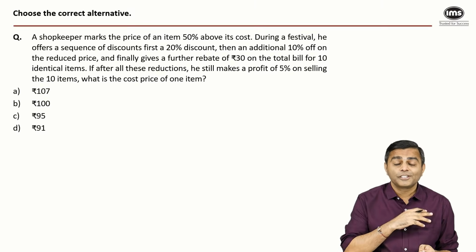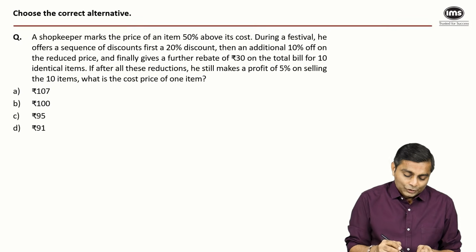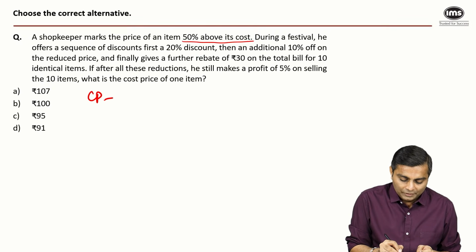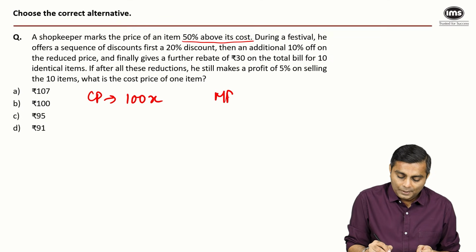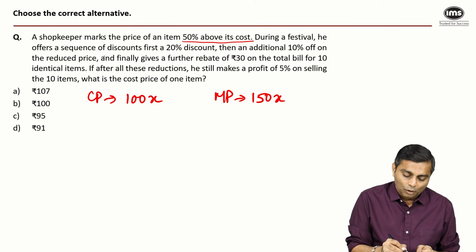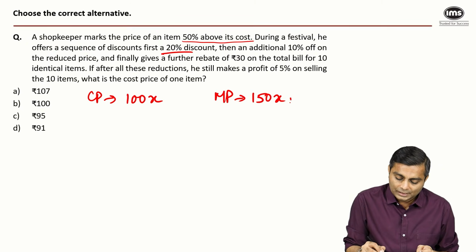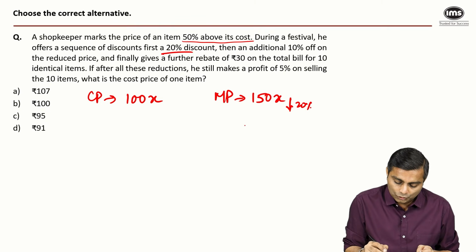Simple profit and loss question, out and out category A. Shopkeeper marks the price of an item 50% above its cost. So I'm going to start with the simplest assumption, CP 100x. Therefore, MP is going to be 50% above, 150x. Okay. Festival offers a sequence of discounts. First, a 20% discount. So 30x will be reduced. So you reach 120x.